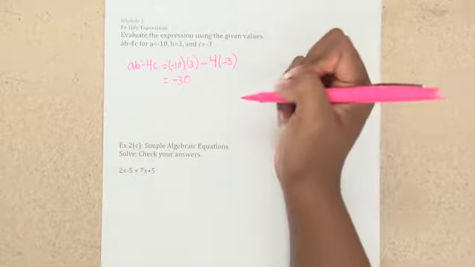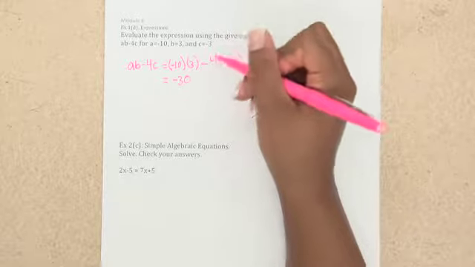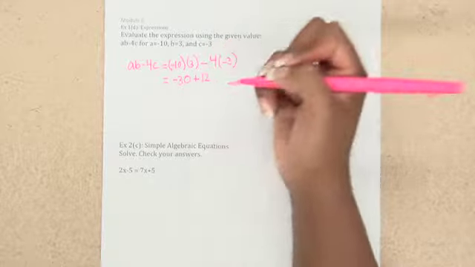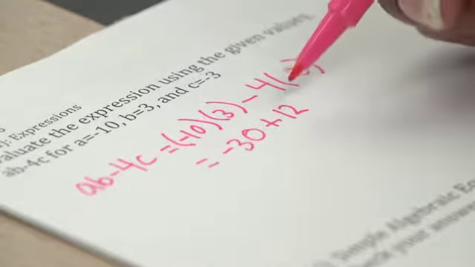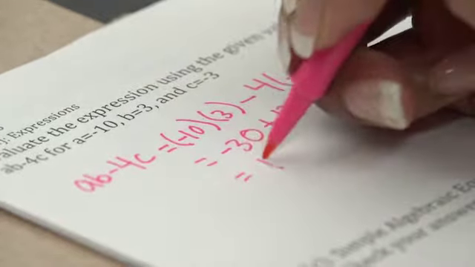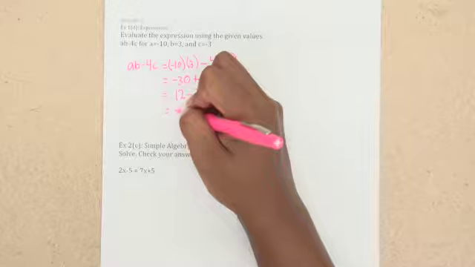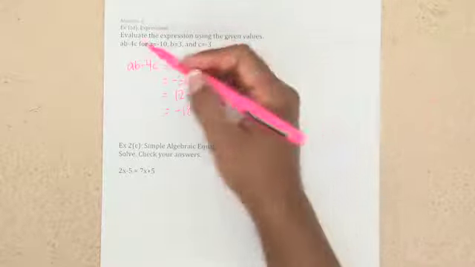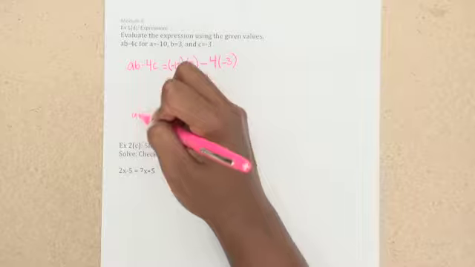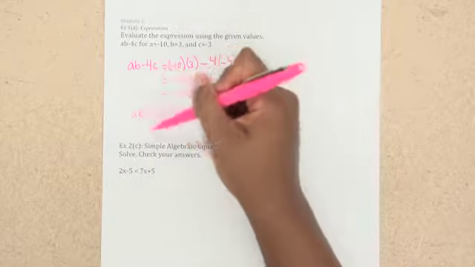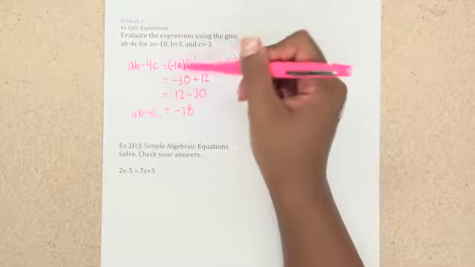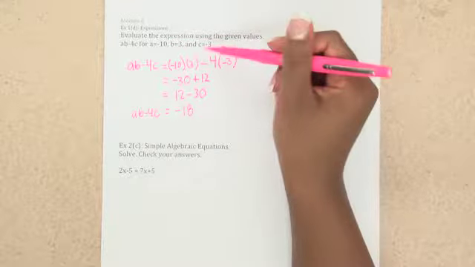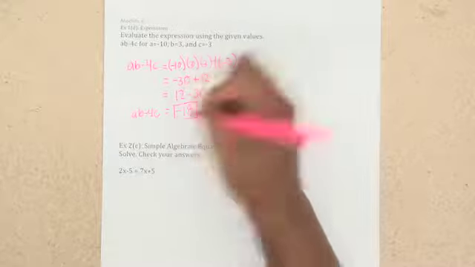And then the second part of our equation, we have negative 4 times negative 3. We know that 4 times 3 is going to be 12, but we have two negatives now, so we're going to add. It's going to become positive 12. So we have minus 30 plus 12, or we can rewrite that as 12 minus 30. Either way, we're going to get the same result, and we're going to be left with negative 18. So that means ab minus 4c with a equaling negative 10, b equaling 3, and c equaling negative 3 gives us negative 18.